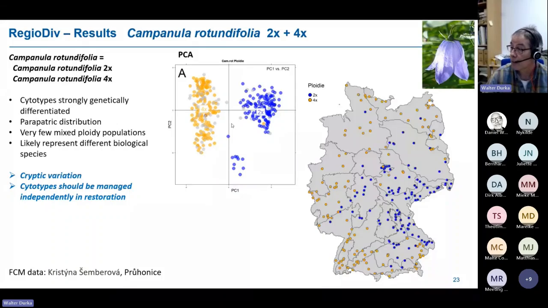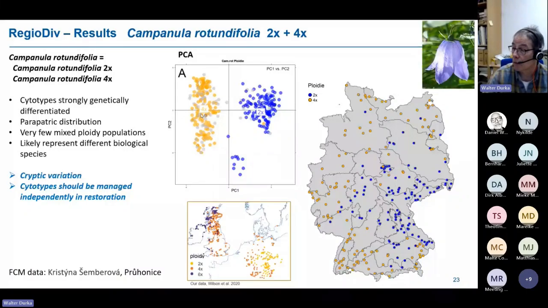If we look into the distribution, in this case, we very nicely see that they are parapatric. So the diploids have their range in the east of Germany, and the tetraploids are distributed to the southwest and north of that diploid range. This also very nicely fits the overall distribution of the ploidy levels in that species. So in East Central Europe, there is the center of the diploids. To the west and north, there are the tetraploids. And if we go even further to the northwest, in Ireland and Scotland, then the hexaploids take over.